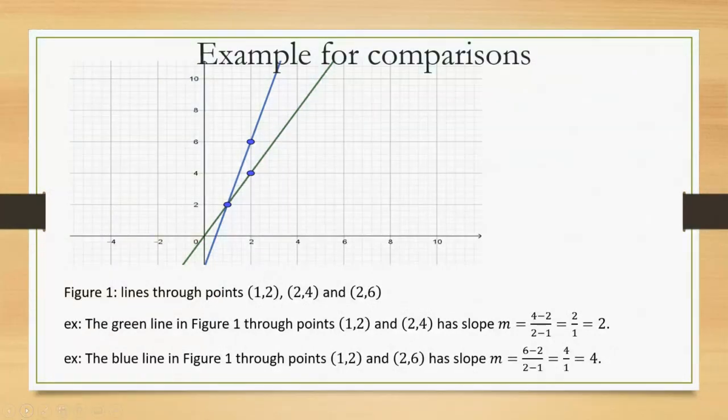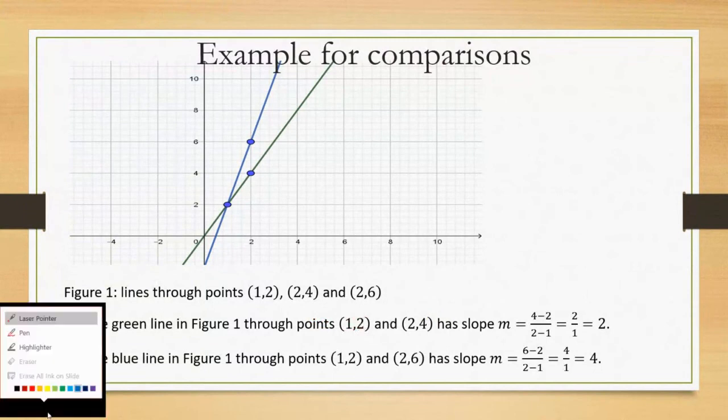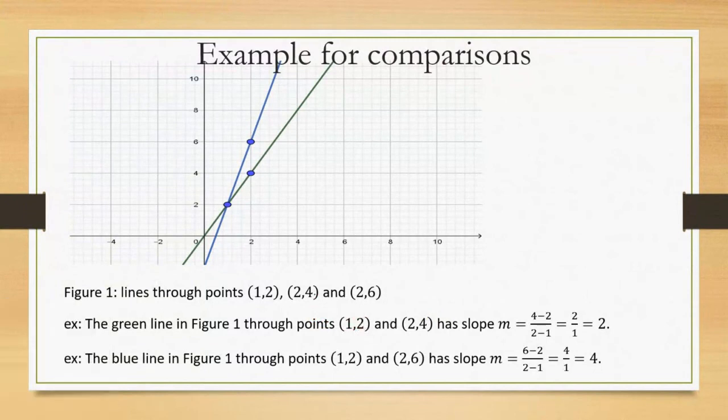Let me get the laser thing out. There we go. So for the green line, that's this line here, that line is passing through the point 1, 2, which is down here, and the point 2, 4. So what is the slope of that line? Well, we have 2 points on the line, 1, 2, and 2, 4. What would the slope be?